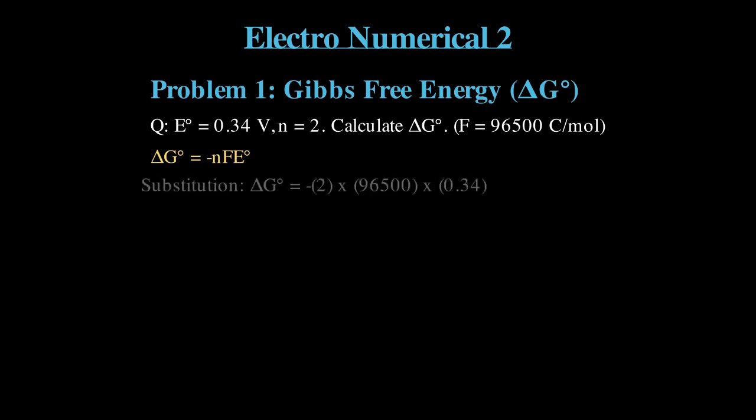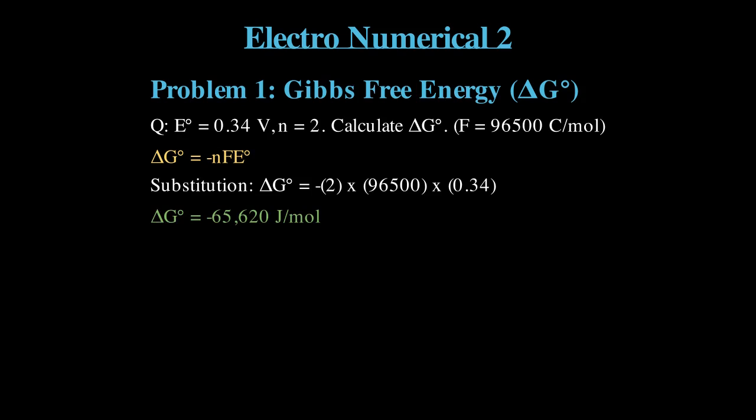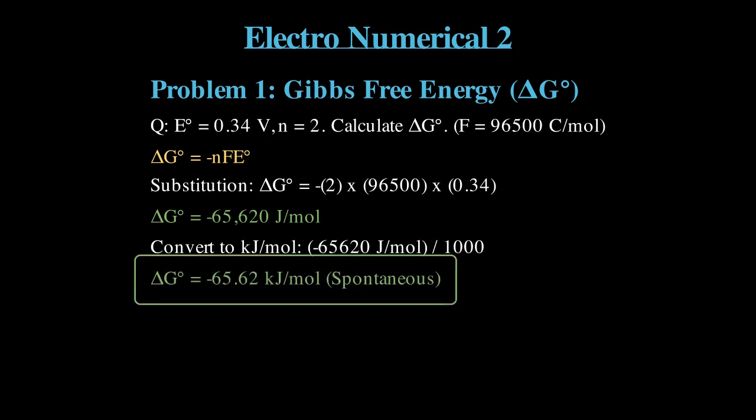Now, we simply substitute the given values into this equation. So, delta G0 equals minus 2 times 96,500 times 0.34. When you multiply these numbers, you get minus 620 joules per mole. It's common to express this in kilojoules, so we divide by 1000. This gives our final answer, delta G naught equals minus 65.62 kilojoules per mole. Remember, the negative value confirms that this cell reaction is spontaneous under standard conditions.